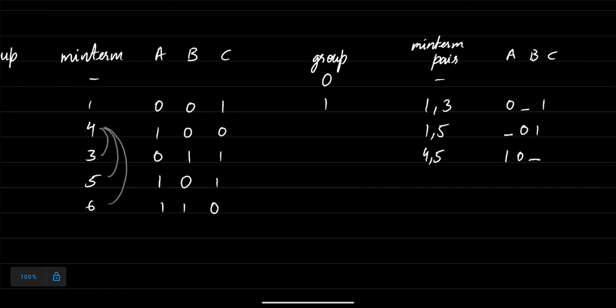Similarly, 4 and 6: this bit doesn't change, this bit does change, and the last bit doesn't change. So we're going to write it out as 1, blank, 0, and 4, comma 6. Now this step that we just did is a recursive step that we have to keep doing until we can make no further comparisons between groups.